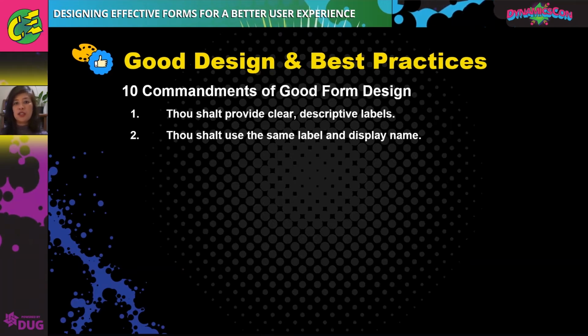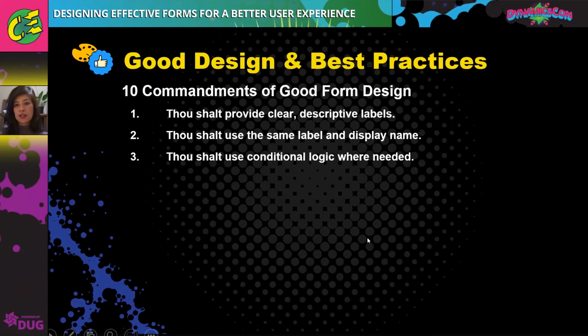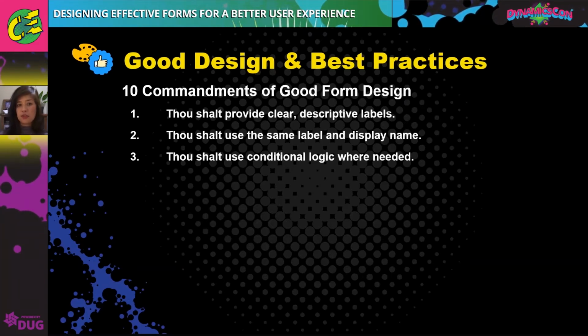But I would suggest that in your display name you put postal address street one, postal address street two, so that when you're going on advanced find, you know exactly which field you need, or it will be described properly in the advanced find and views.